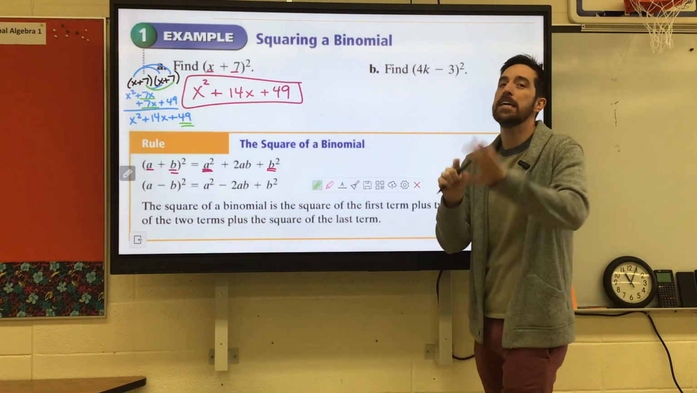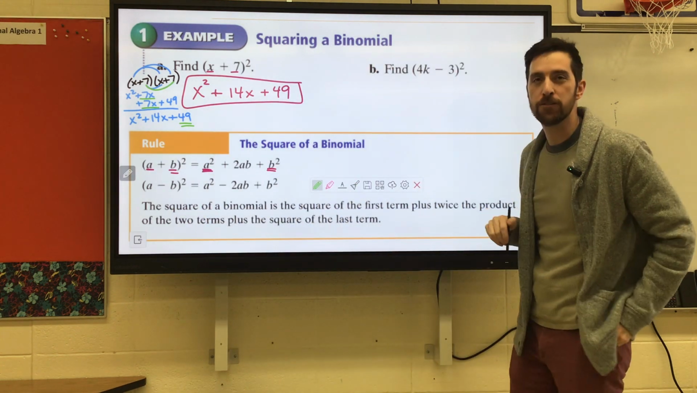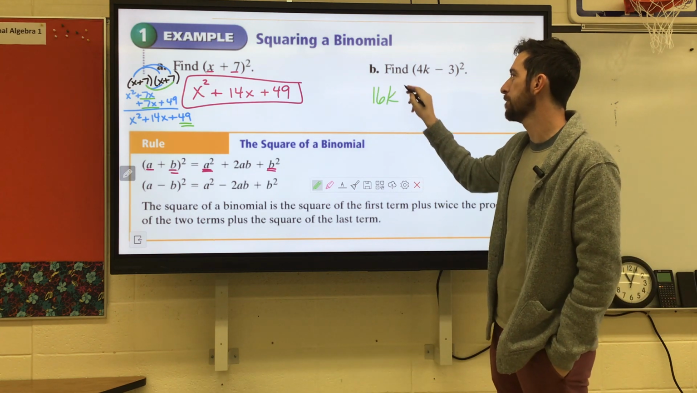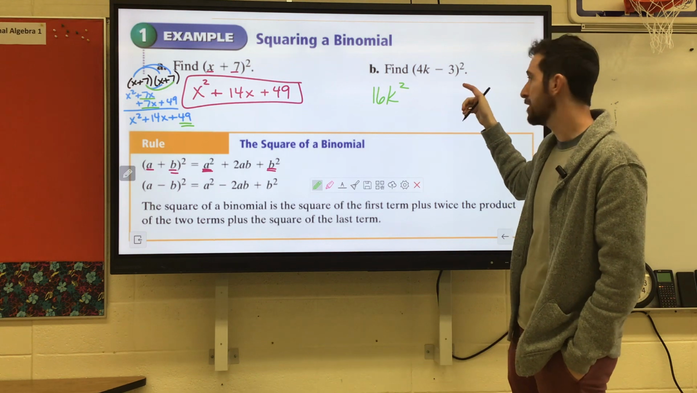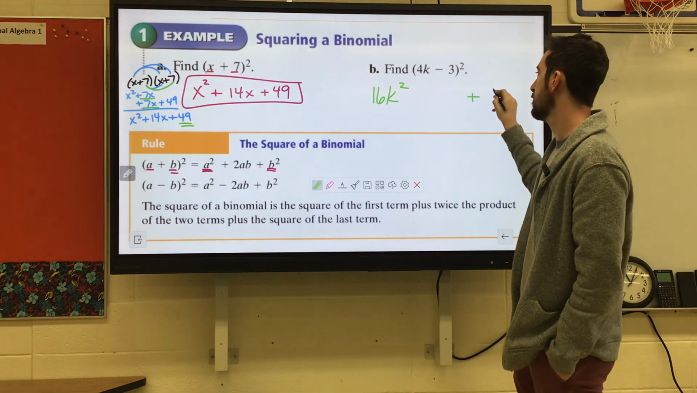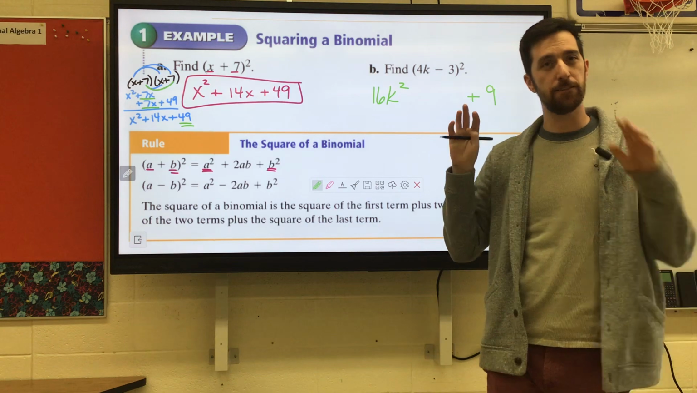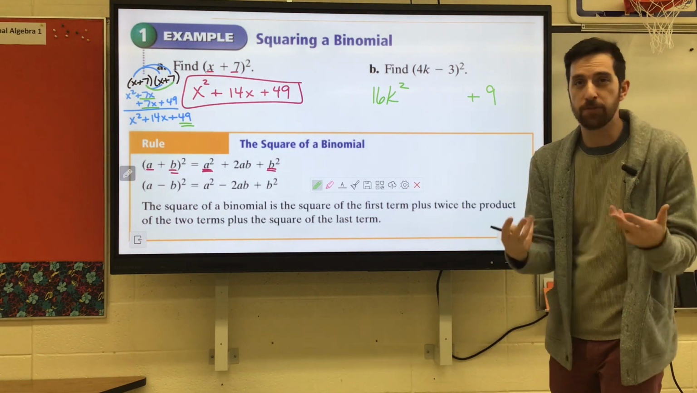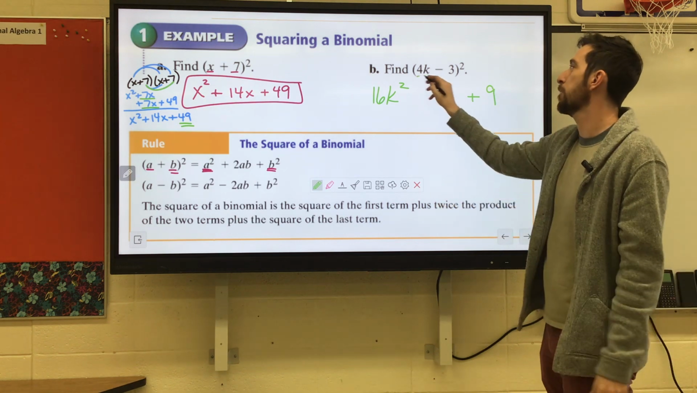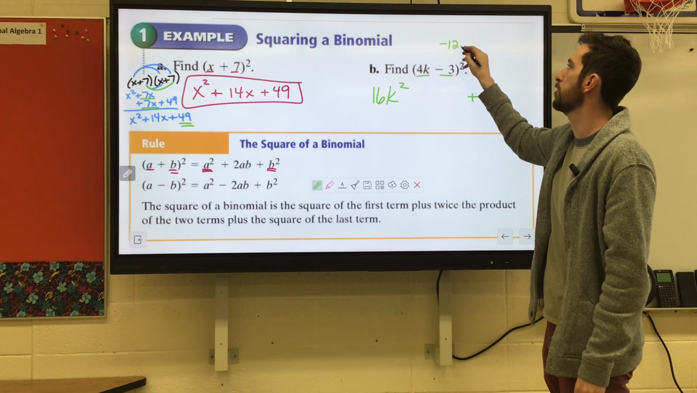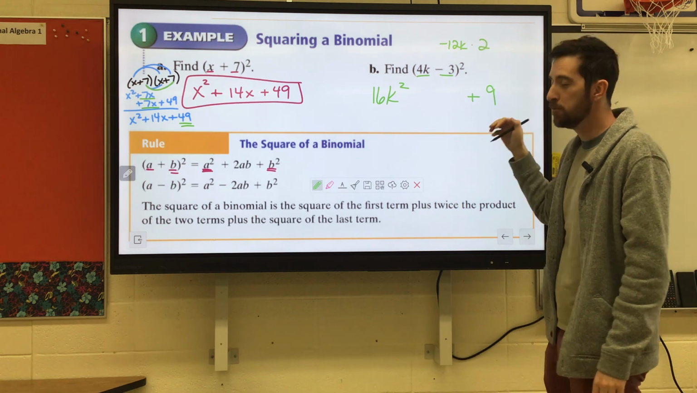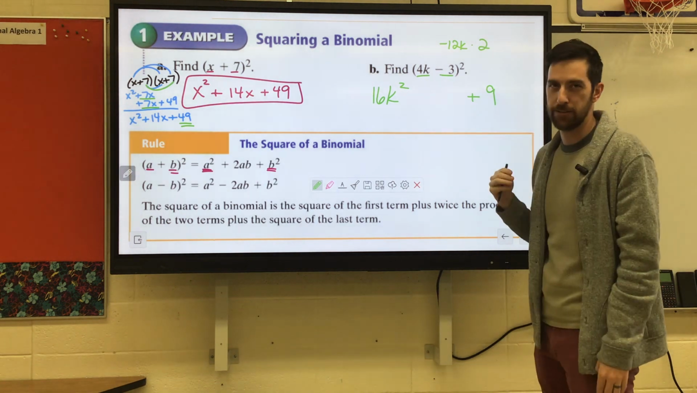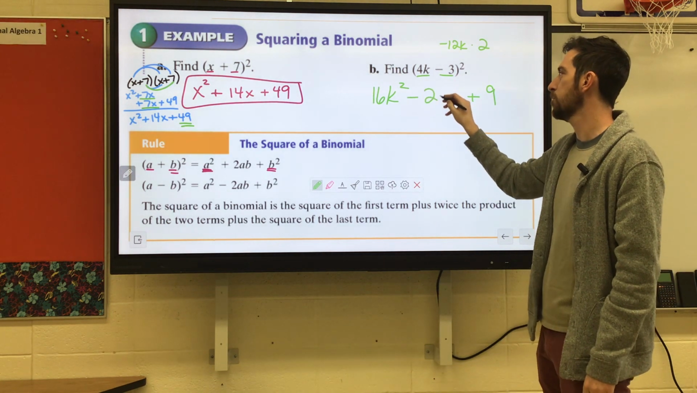But let's try it again here. You square the first term. 4k times 4k is 16k squared. The last term is going to be the last term squared. 3 times 3 is 9, and it always comes out plus back there. The middle term is where we lose most of you. You multiply them together, and then you double it. You multiply that by 2. If we did 4k times negative 3, that's negative 12k. We're going to multiply by 2 because if we wrote it twice and foiled it, there would be 2 of those negative 12k's. So that would give us negative 24k.